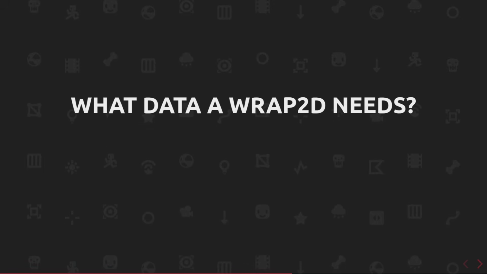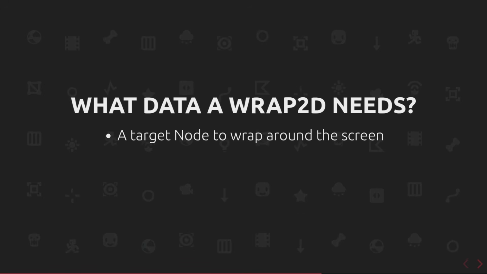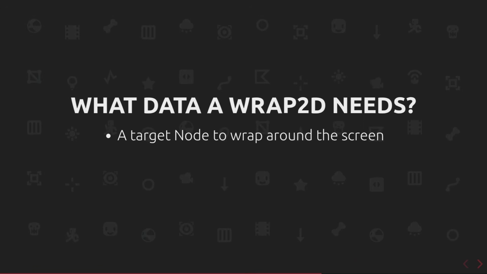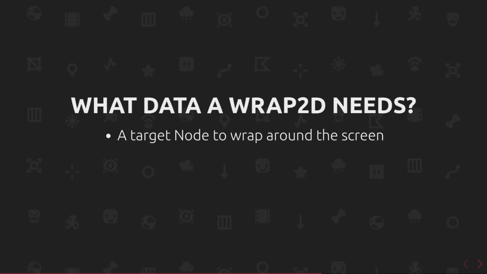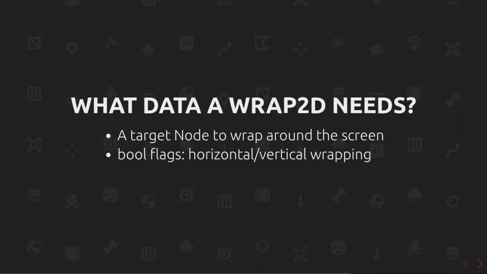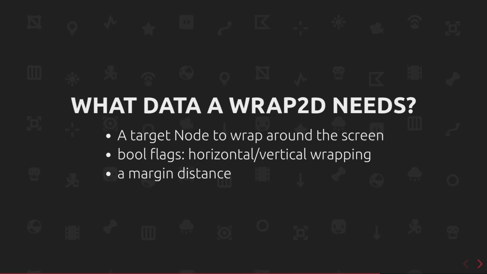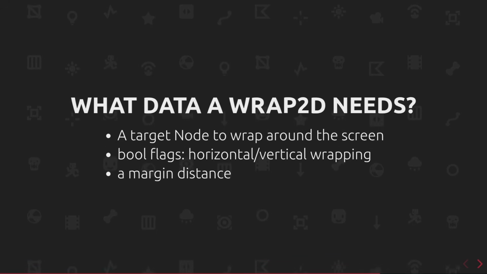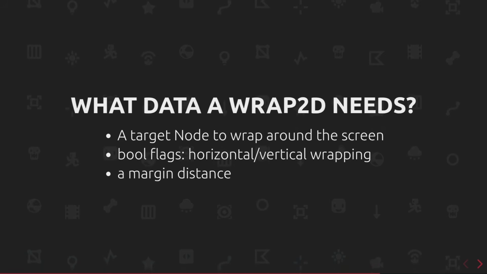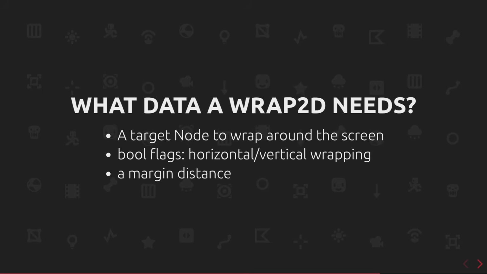Now, what data is needed for a Wrap2D component? The most important one is a target node to wrap around the screen, and we also have some configuration options like Boolean flags for enabling and disabling horizontal and vertical wrapping, and also a margin distance, which is the distance to pass beyond the screen edge before the wrapping occurs, so you don't cut the nodes in half before teleporting them to the other side of the screen.